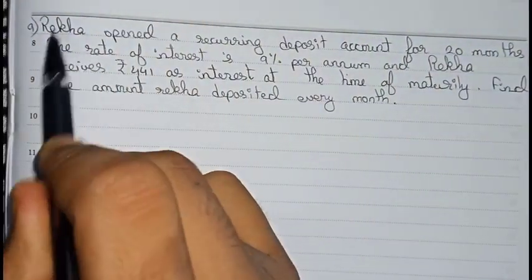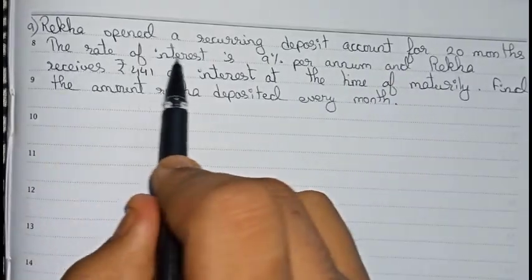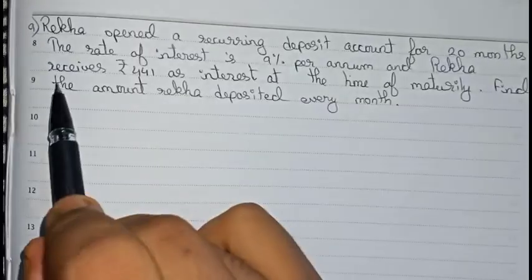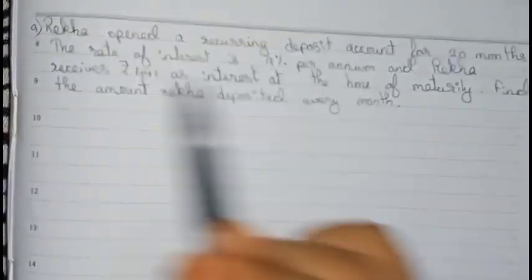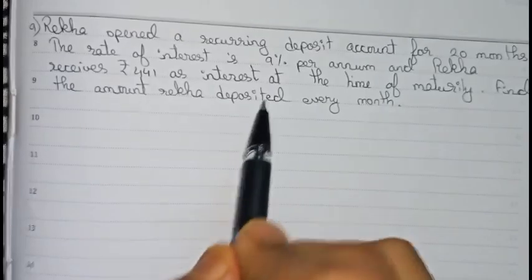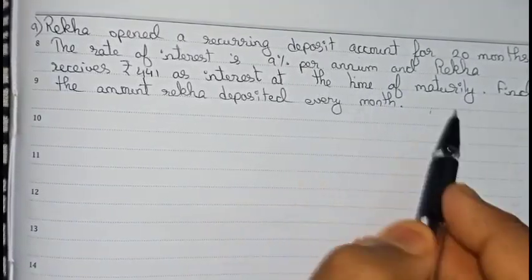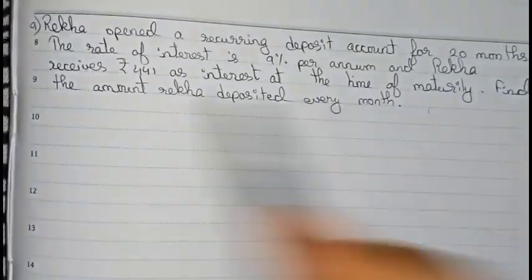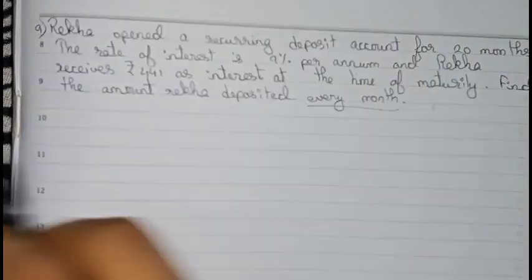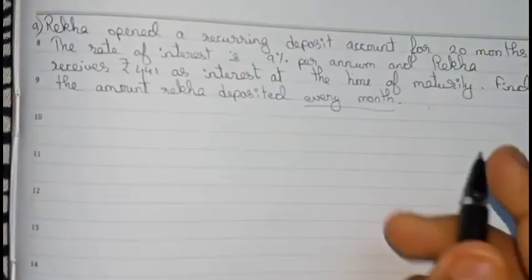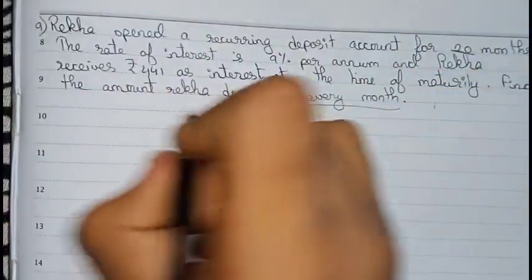Question number 9. Rekha opened a recurring deposit account for 20 months. The rate of interest is 9% per annum and Rekha receives rupees 441 as interest at the time of maturity. Find the amount Rekha deposited every month. So in this question, we are supposed to find out the principal. The amount deposited every month means the principal. So first write all the information that has been given. So first it is given 20 months.